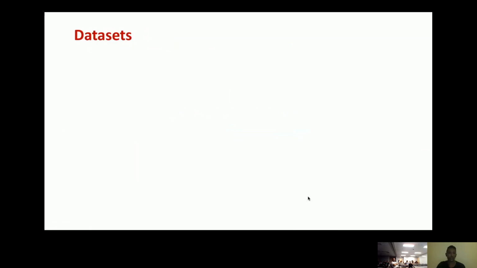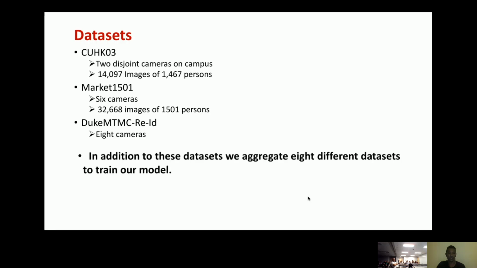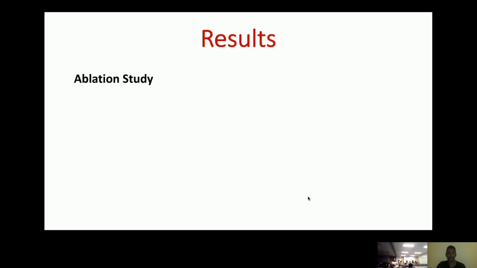In the experiment, we have used 3 benchmark datasets, which are CUHK03, Market dataset, and Duke MTMC dataset. In addition to these datasets, we also aggregate a different dataset to train our model. For metrics, we use mean average precision and CMC curves. Here we have the ablation study.